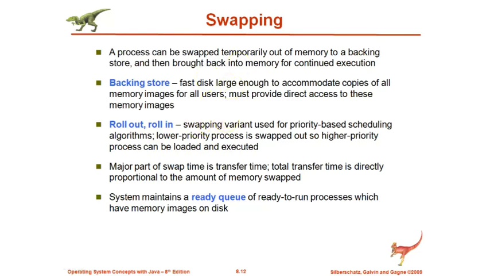It is a swapping variant used for priority based scheduling algorithms, where the lower priority process is swapped out so higher priority processes can be loaded and executed. The major part of swap time is transfer time, and total transfer time is directly proportional to the amount of memory swapped. As we know, the system maintains a ready queue of ready to run processes which have memory images on disk.